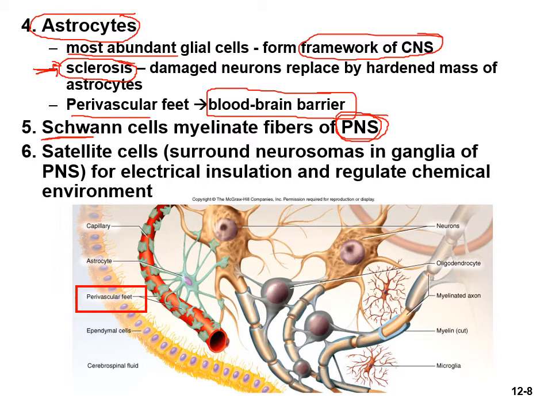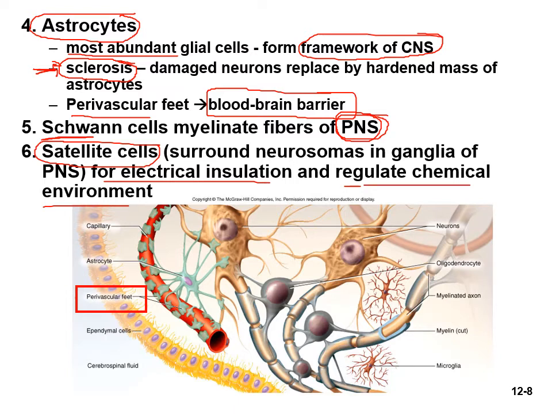Satellite cells are going to be important because they are going to allow for electrical insulation, as well as regulate our chemical environment. And of course, this is important because our neurons are able to be electrically stimulated. So when they send off that nerve signal, we want to make sure that it travels properly, and the satellite cells will partially help with that as well.